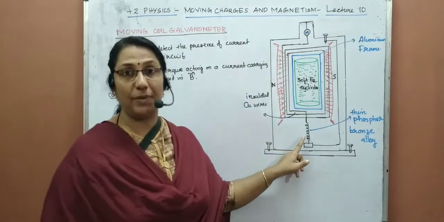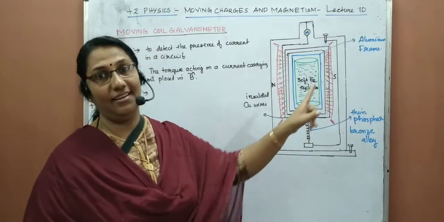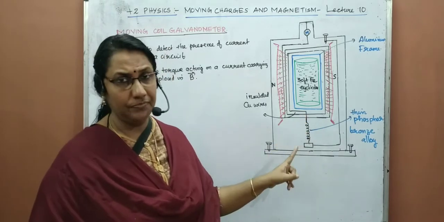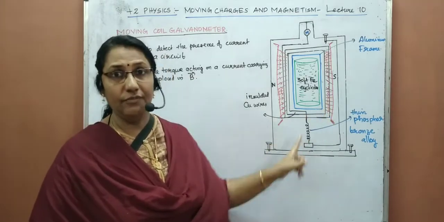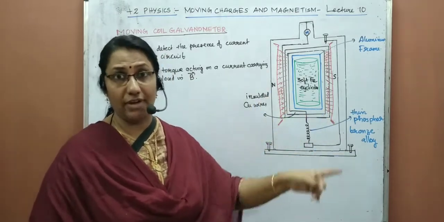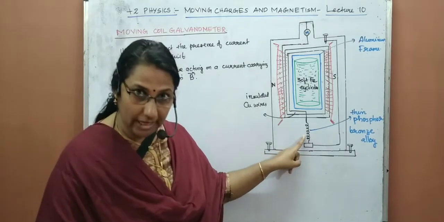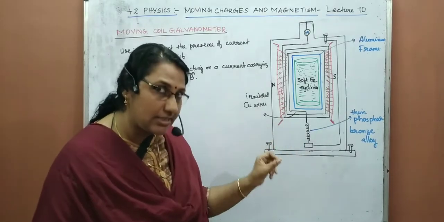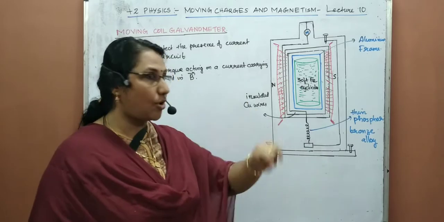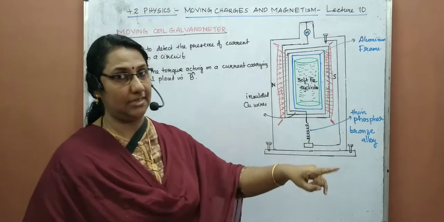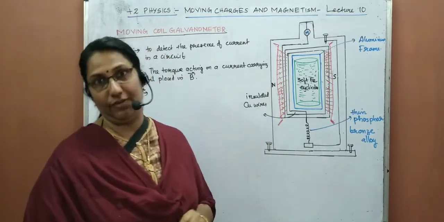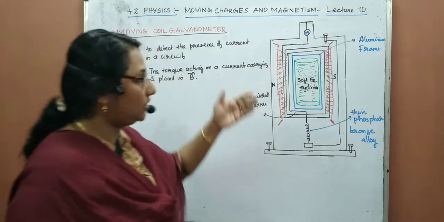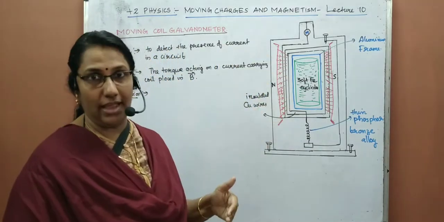And the thin spring also contains a needle, which we do not draw here. It contains a needle which scrolls over a meter. The thin spring is connected to a needle which scrolls over a meter, which shows the deflection. Okay, so this is the common structure of a moving coil galvanometer.